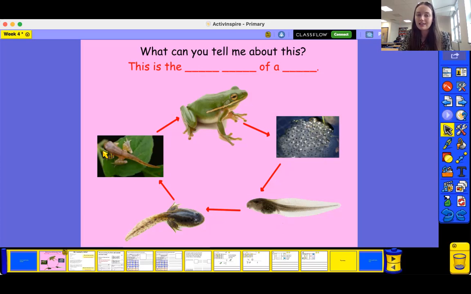What is this a picture of? A froglet. Well done. And eventually, the froglet uses up its tail for food, and its tail disappears, and it becomes what? An adult frog. Fantastic. I can see you've remembered a lot about frogs.